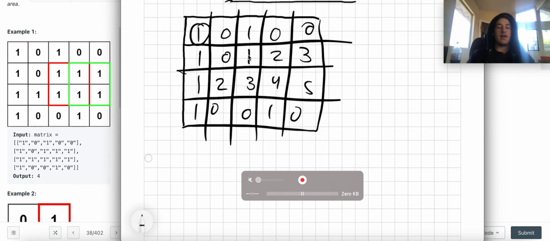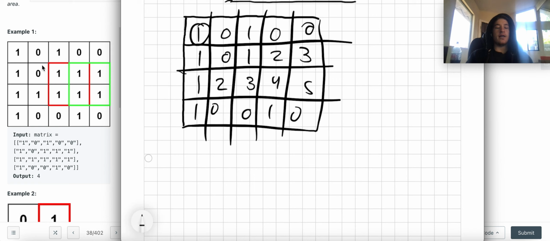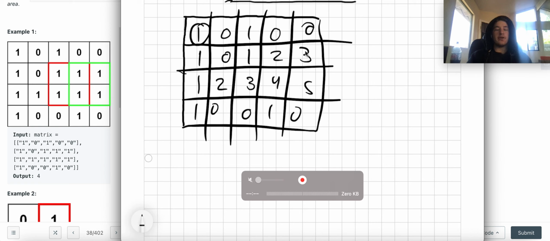Okay, here I see a 1. I have 0 ones to my left, so I'm a 1. Here, I see a 1 in the cell, and I have 1 to my left, so I increment it to 2. Here, I see a 1 in the cell, and I see 2 ones to my left, so I increment this to 3.